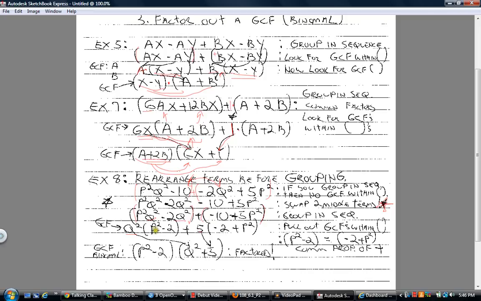Now I look at this and I look at this, and then I just remember that addition is commutative, and the order does not matter. So I'm going to swap p squared and the minus 2, and now all of a sudden I have matched the first set of parentheses. So that becomes the GCF. I pull it out, and then I'm left with the q squared and the plus 5 to come down. And finally you factor that.